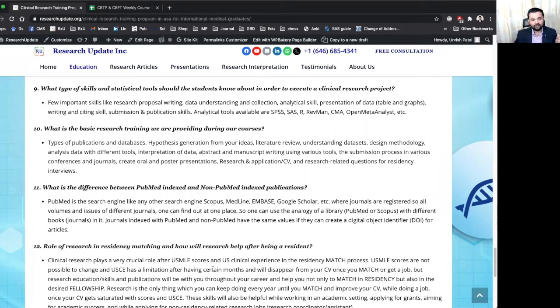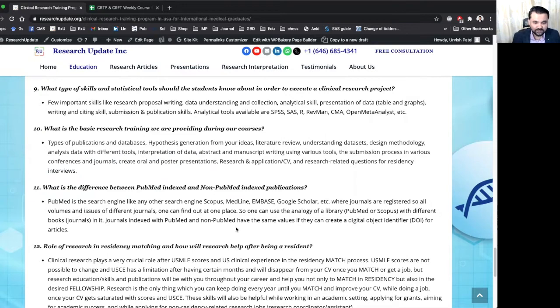Now, what is the difference between PubMed indexed and non-PubMed indexed publications? Basically, one must know that PubMed is one of the libraries, the national medical library, where journals are a part of that library. Some journals are there, some journals are not. It takes 3 to 4 years and around 12 to 15 issues for a journal to become part of PubMed, if it wants to be. So PubMed is a search engine where you can find the journal and the article which is a part of PubMed.